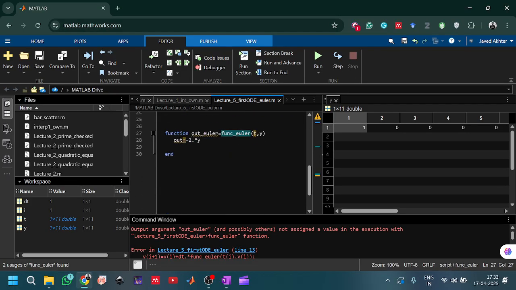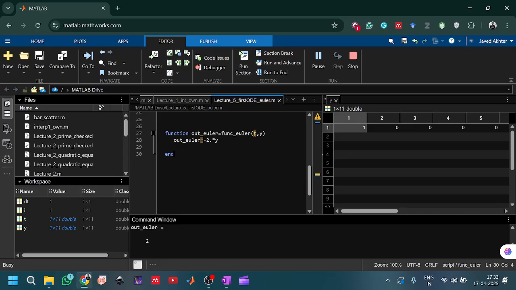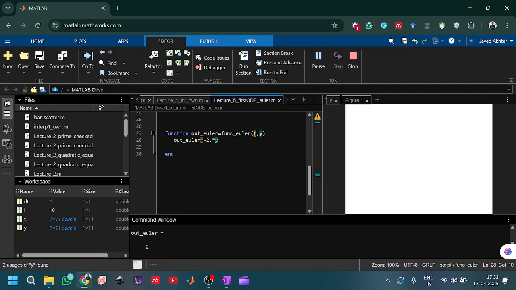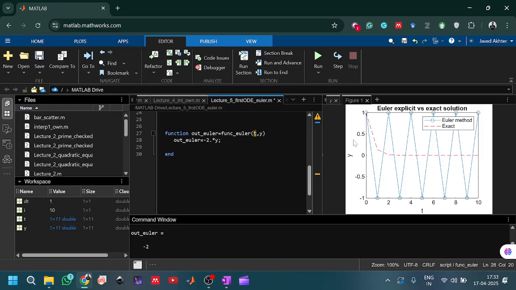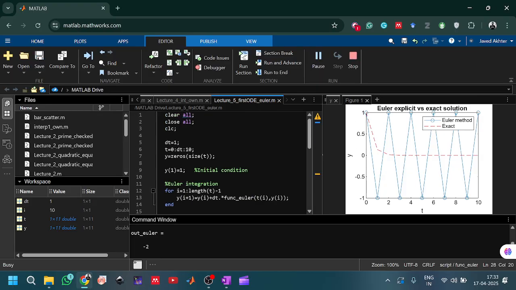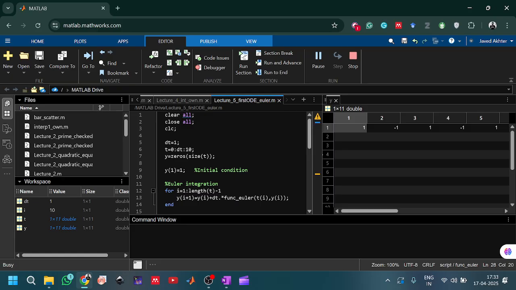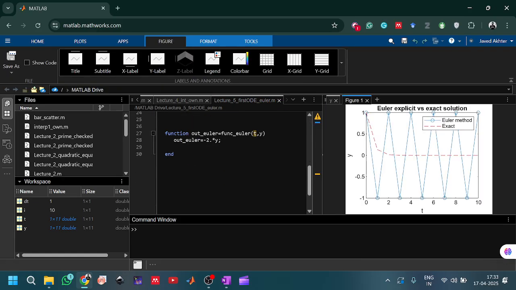Okay, so these two should match because these are outputs. So out Euler, I have to write down here out Euler, and I think it should work now. Yeah, so it is working in the same way. So you have generalized it. You just have to change the functional form here.